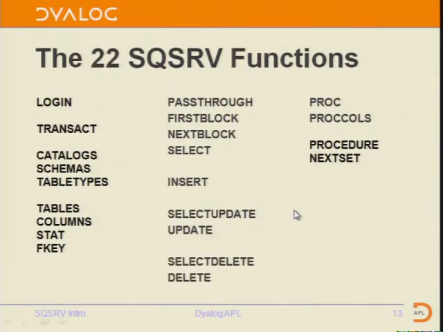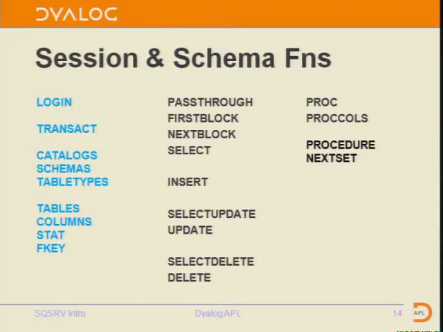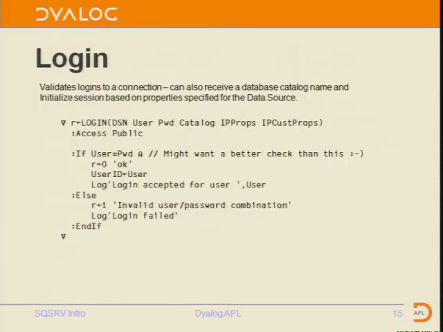Okay, so there's 22 functions that might get called while the client is working with your database. We probably won't have time to go through all of them, but hopefully I can give you a flavor of how this is working. So these are the ones that have to do with managing the session and the metadata. Login we've just looked at.